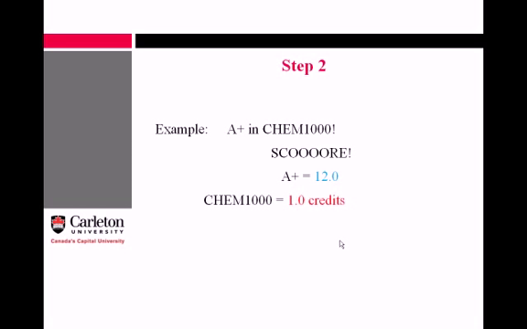The same goes for courses worth other credit values. As another example, Chem 1000, score A plus, is worth 1.0 credits, so this is a 2-semester course. Step 2 dictates that you take the number equivalent of your grade, 12.0, and multiply it by the credit value of the course, 1.0 credits in this case. That equals 12.0, which is your conversion value. Now you're going to do step 2 for each course that you take, so you'll have a conversion value for every course you've taken in your year that you're using to calculate your GPA.